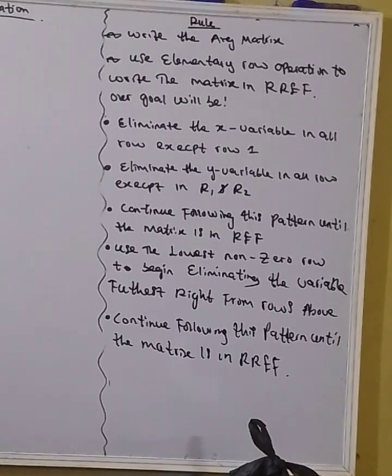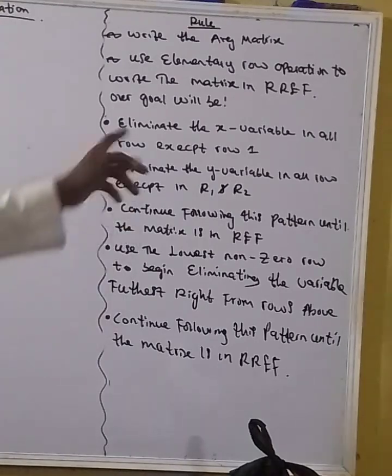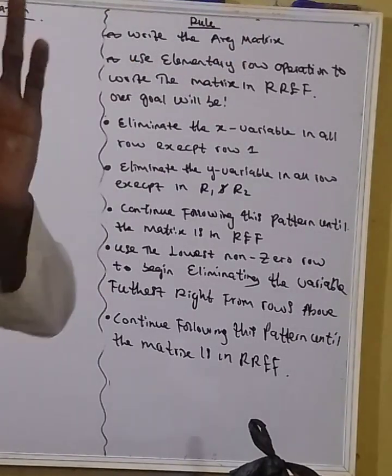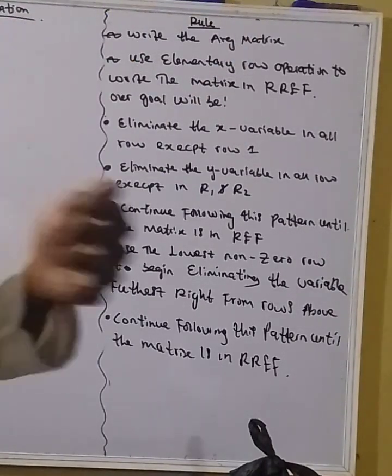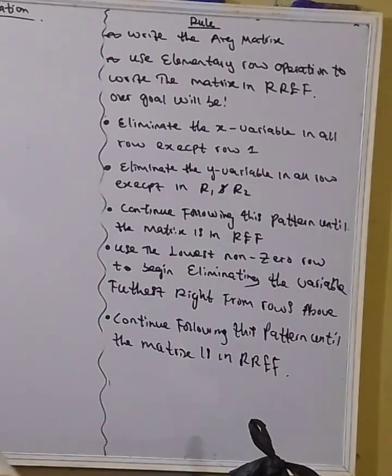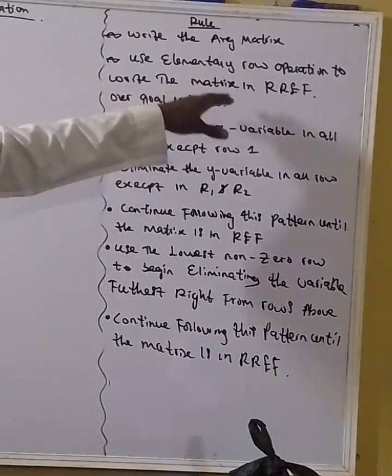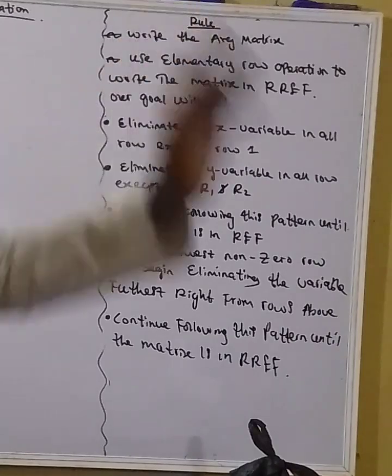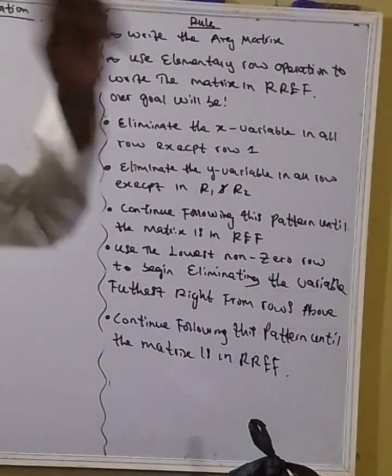So what are the rules that we need to use? We know surely we need to write the augmented matrix. Then the second thing you have to notice is that you have to follow the same pattern of the Gaussian elimination method to get the last term, just like before we start writing the back substitution. So use elementary row operations to write the matrix in reduced row echelon form. That's with the help of the elementary row operations. So how do we do that?